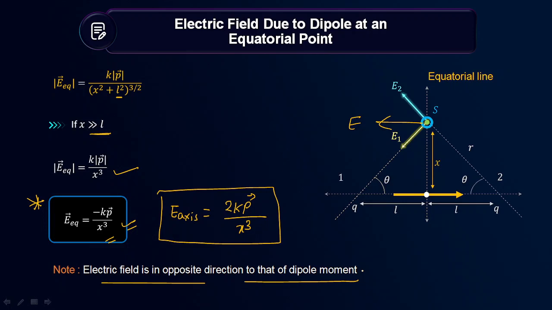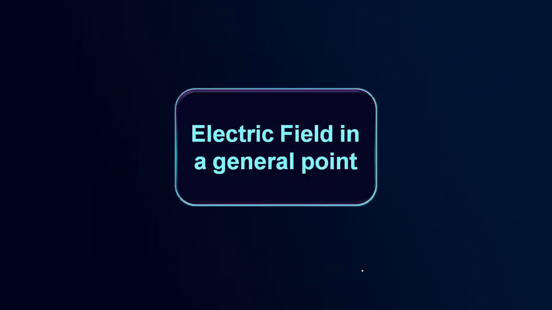Now, suppose I want to find the electric field at a general point. Suppose this is the dipole, and I don't want to find the electric field along the line or perpendicular to the dipole. I want to find it at this point. Let us say this is the point P, or let us say point A. In the question they will give the angle and separation. So this separation is, let us say, R, and this angle is theta. So what should we do?